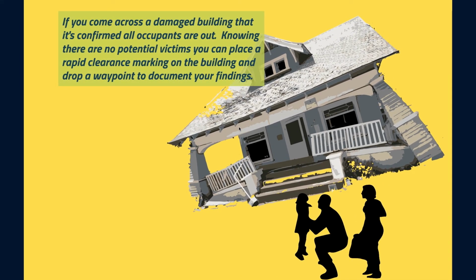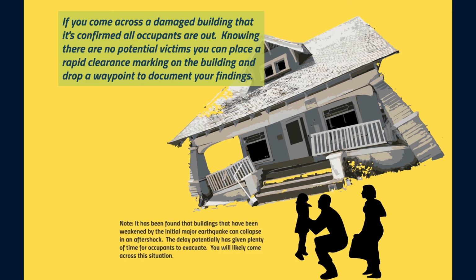So now we're going to say we came across a building that's damaged, and it is confirmed that all the occupants are out. So either they're out front or they have a neighbor. Somebody's in the vicinity that says there is nobody in here. So we want to put a rapid clearance marking on this building and buildings like this, because if a rescue team comes later on down the line, they're going to think this is a potential work site, and there may not be anybody around that can confirm no one's inside.